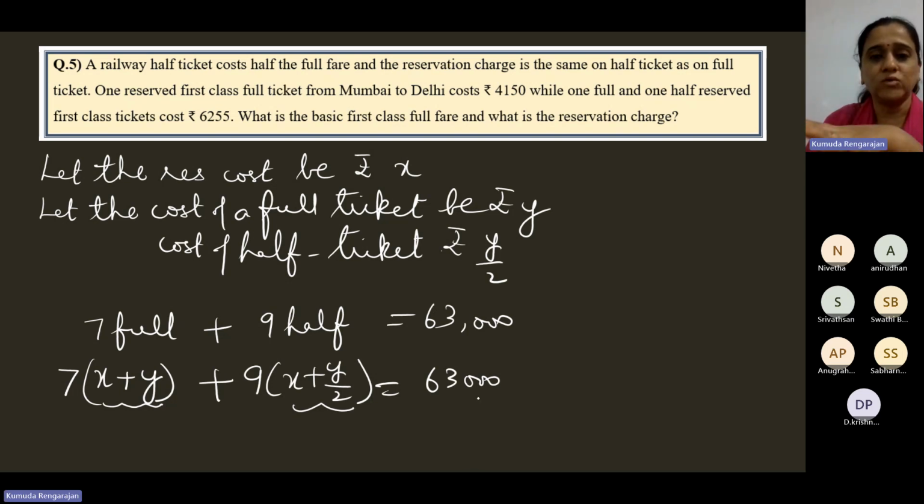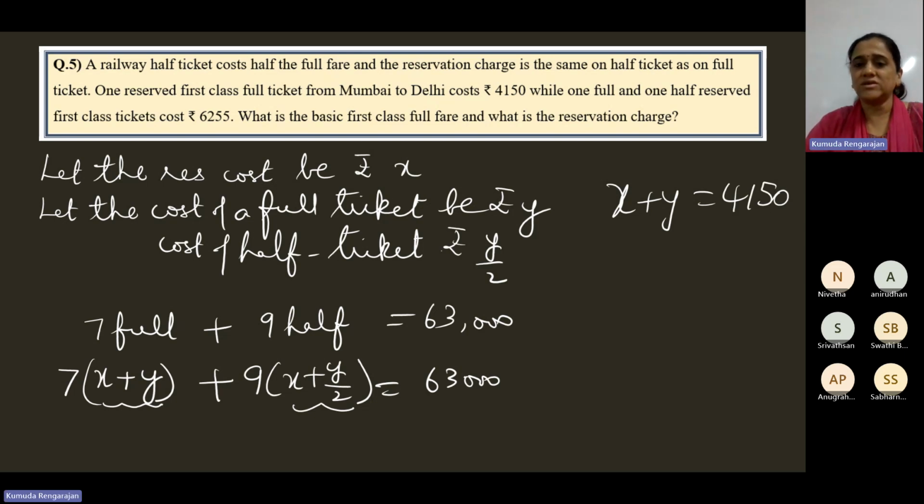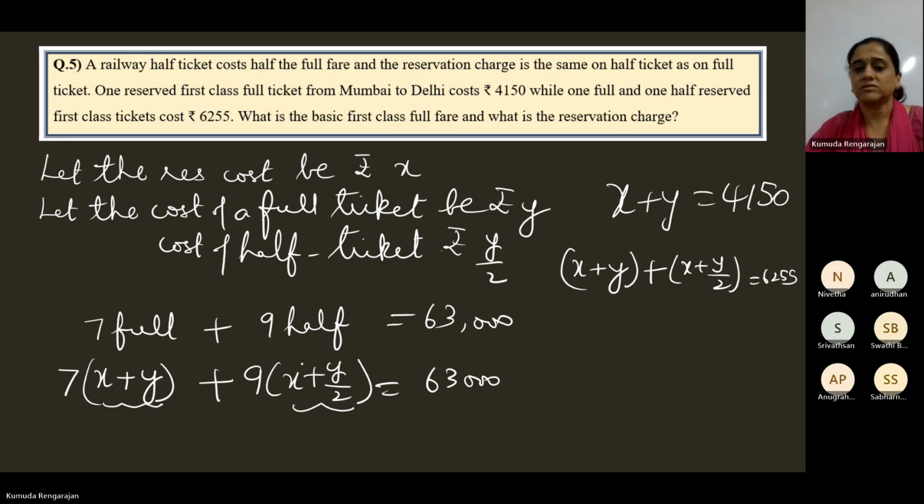But here they're booking 1 full ticket, and then 1 full and 1 half. Here the 2 cases are: case 1 is only 1 full ticket. So what is for 1 full ticket? X plus Y, and that is equal to 4150. That's all. And the next case is 1 full and 1 half. 1 full is X plus Y, and 1 half is X plus Y by 2, together equal to 625. Correct? This is for 1 full ticket, this is for 1 half ticket.